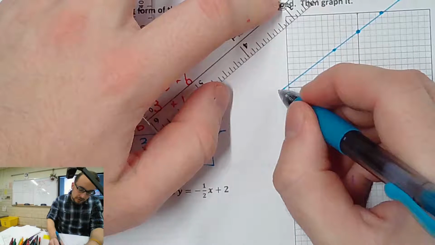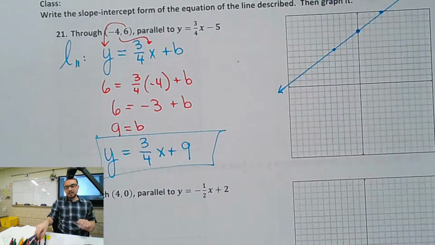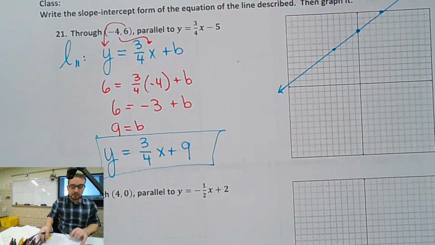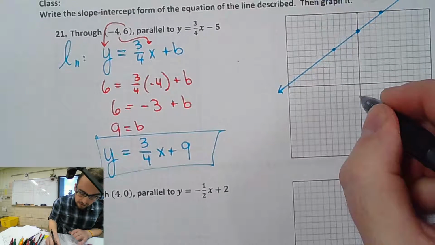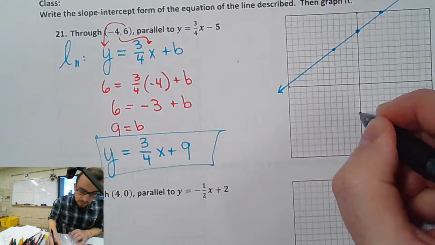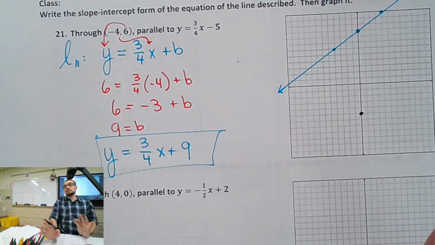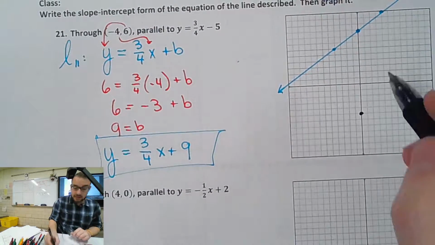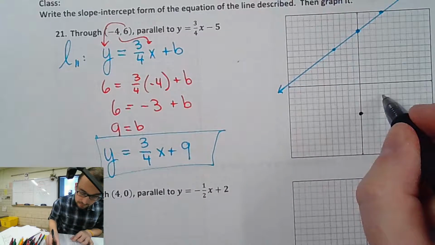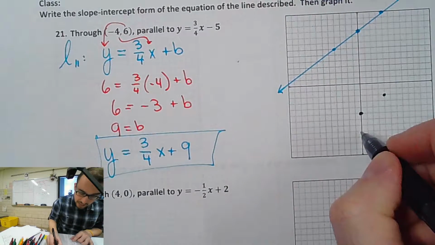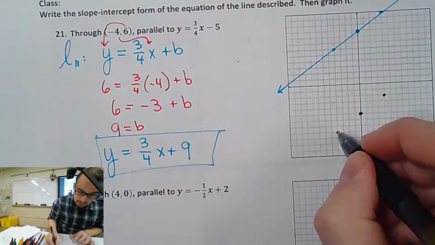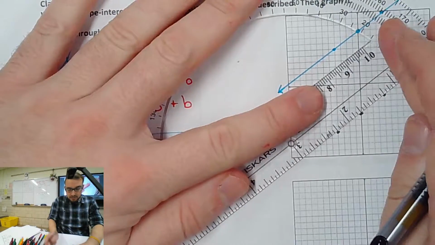Just for funsies, did we screw this up? Well, one way to check is to graph the original line. And the original line is -5 for the y-intercept. Again, the black line is not part of the instructions. I'm just doing this to show you. If I go up 3 over 4, down 3, back 4, these lines look parallel.